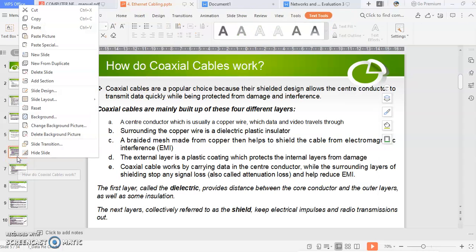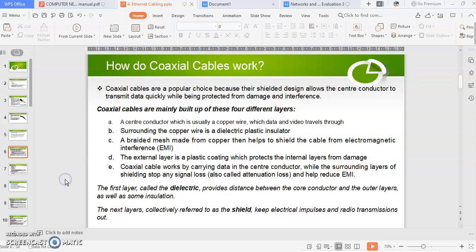Okay. So, how does coaxial cable work? What is the process of coaxial cable, sir? How does it transmit information? Coaxial cables are a popular choice because their shielded design allows the center conductor to transmit data quickly while being protected from damage and interference. Coaxial cable is mainly built in 4 different layers.